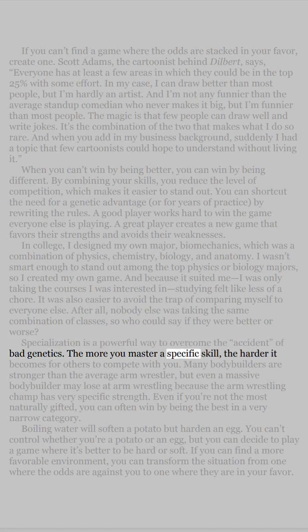The more you master a specific skill, the harder it becomes for others to compete with you. Many bodybuilders are stronger than the average arm wrestler, but even a massive bodybuilder may lose at arm wrestling because the arm wrestling champ has very specific strength. Even if you're not the most naturally gifted, you can often win by being the best in a very narrow category. Boiling water will soften a potato but harden an egg. You can't control whether you're a potato or an egg, but you can decide to play a game where it's better to be hard or soft. If you can find a more favorable environment, you can transform the situation from one where the odds are against you to one where they are in your favor.